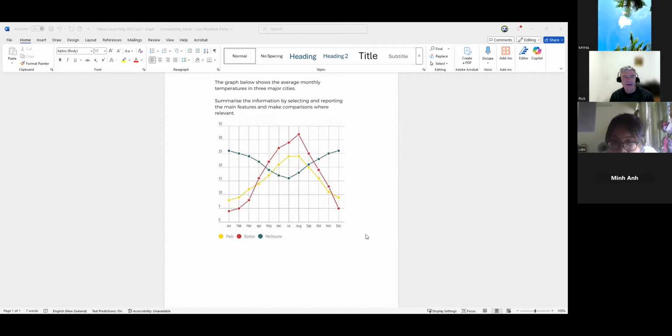The graph below shows the average monthly temperatures in three major cities. Summarize the information by selecting and reporting the main features and make comparisons where relevant. Okay, pretty good, Lian. So I just checked some of your pronunciation.